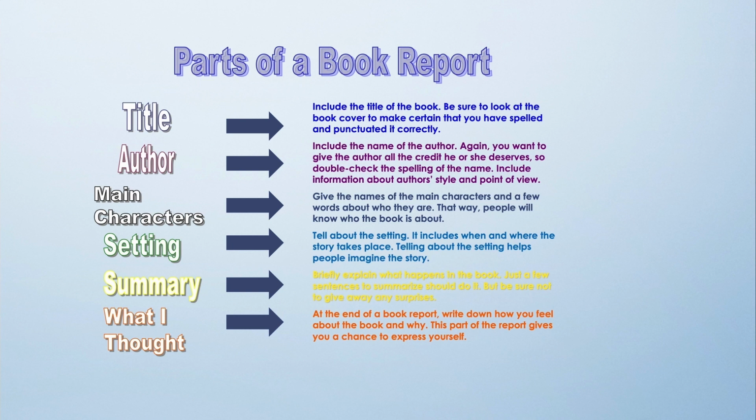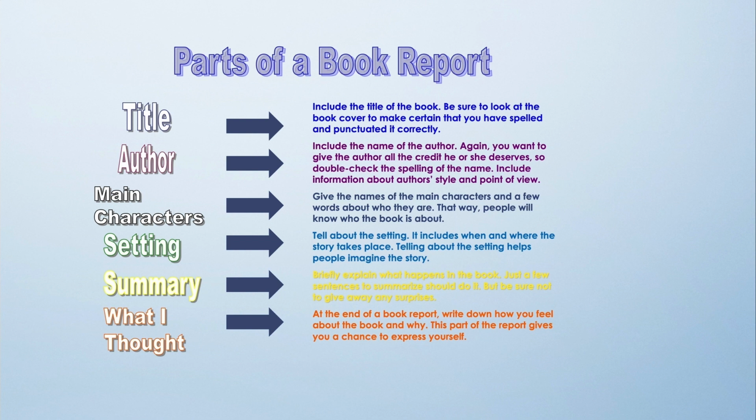Parts of a book report. 1. You need a title. Include the title of the book. Be sure to look at the book cover to make certain you have spelled and punctuated it correctly. 2. The author. Include the name of the author again. You want to give the author all the credit he or she deserves, so double check the spelling of the name.